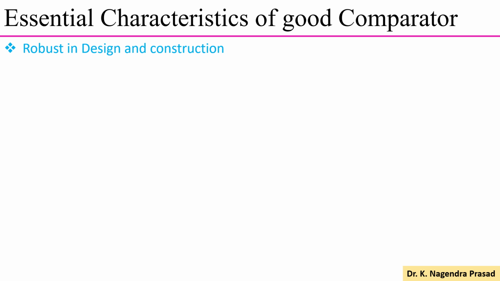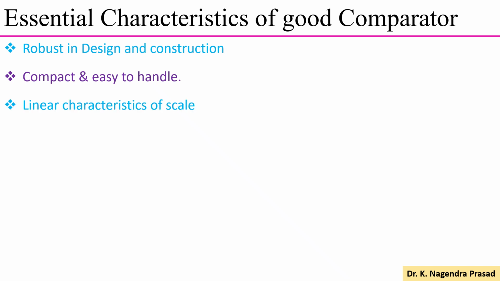The design and construction of the comparator should be robust so that it can withstand the effect of ordinary uses of the comparator, and it should not affect its measuring accuracy. Second one is compact and easy to handle. Third one is the linear characteristics of scale. Recording or measuring scale should be linear and uniform, and its indication should be clear.